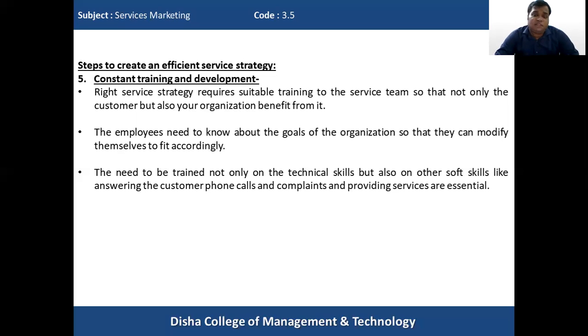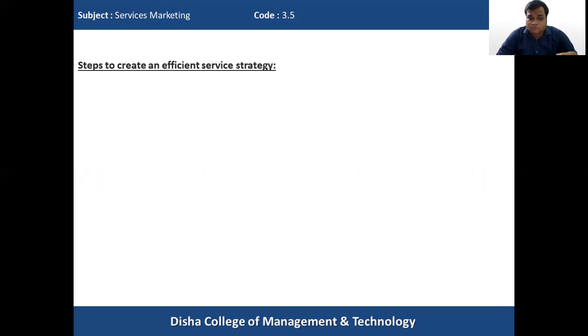They will be interacting with the customers, and if they interact properly, they are able to solve all the queries, resolve all the problems and the complaints of the customer. Then the customers will be very, very happy, their expectations will be met, and the customer will be satisfied, which is the aim of an efficient service strategy. So constant training and development is also essential in order to provide a proper and efficient service strategy.